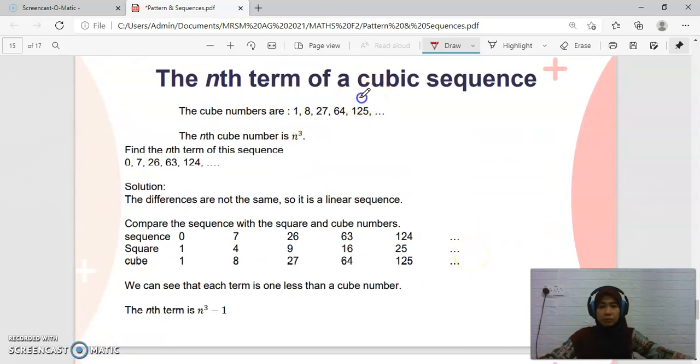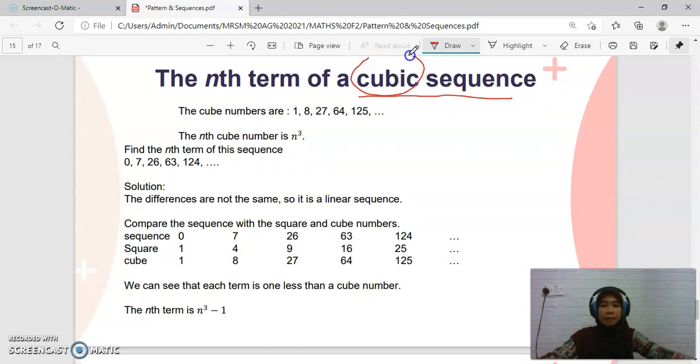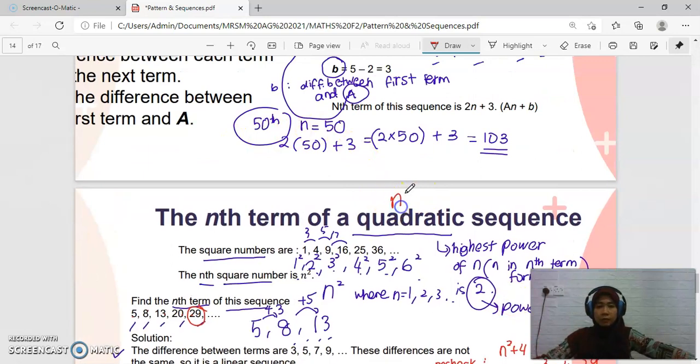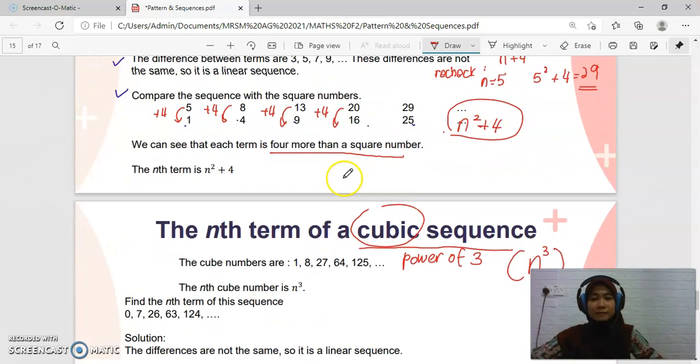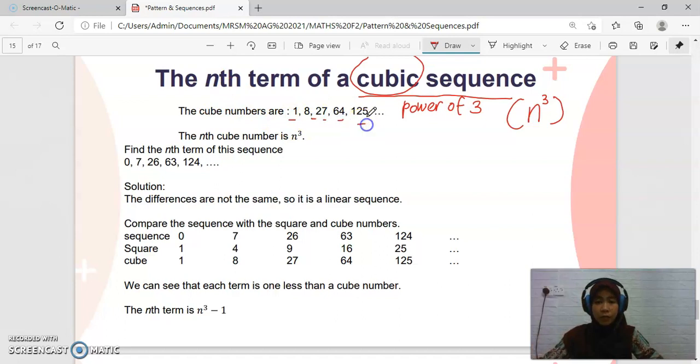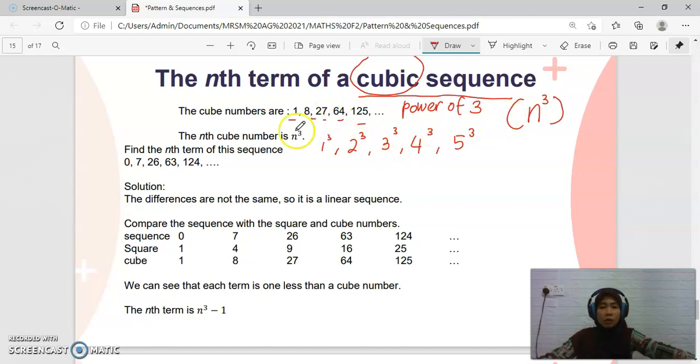So next, the last one is a cubic sequence. Cubic ialah power of 3. Maknanya n kuasa 3. Okay. Macam tadi sequence quadratic n kuasa 2. So, cubic numbers is 1, 8, 27, 64, 125. Macam mana dapat ni? 1 kuasa 3, 2 cube, 3 cube, 4 cube, 5 cube. Sebab tu kita panggil cube numbers. Okay. So, the n term for the cube number is n cube.